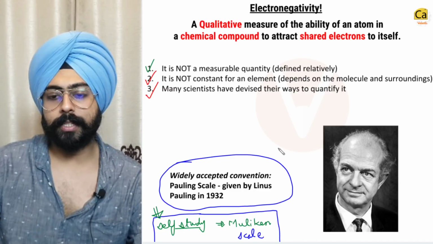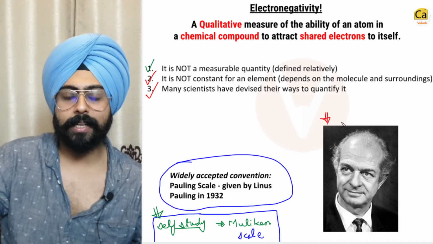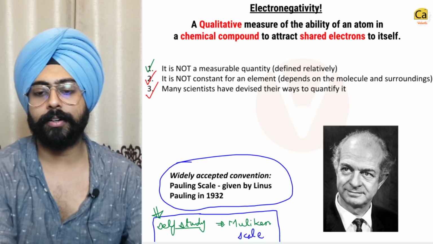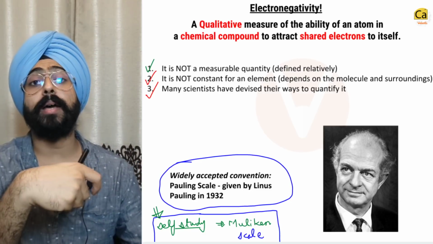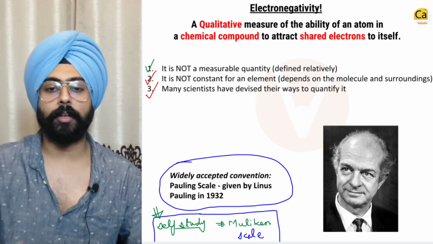Anyway, so this is the guy, Linus Pauling. Very smart scientist. He gave us a lot of standards. He is the guy who defined the idea of hybridization, which we will learn in the chapter on chemical bonding.